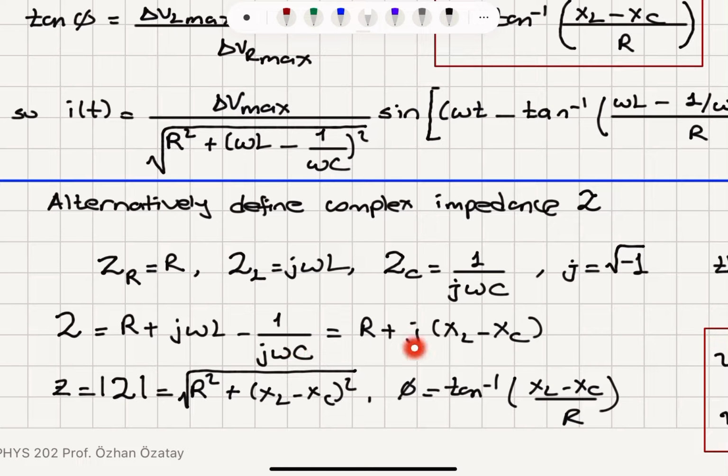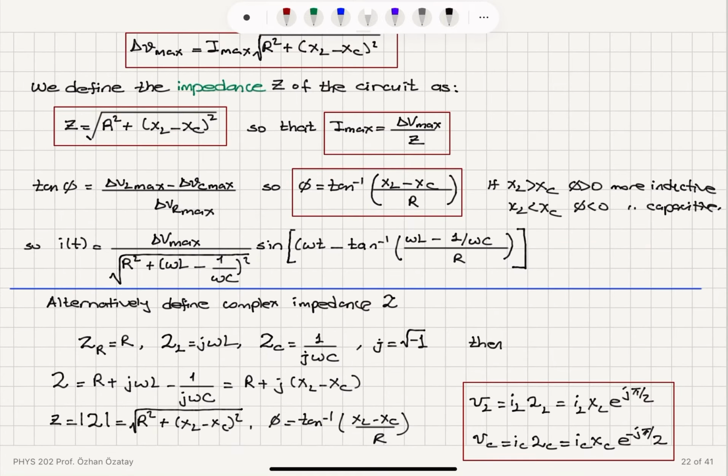Now, this complex impedance has a magnitude square root of R squared plus (XL minus XC) squared, and it has a phase tangent inverse of (XL minus XC) over R. So you can see that the phase I was looking for, and the impedance, which is the magnitude of the complex impedance, I can easily obtain using these complex impedances for the circuit elements.